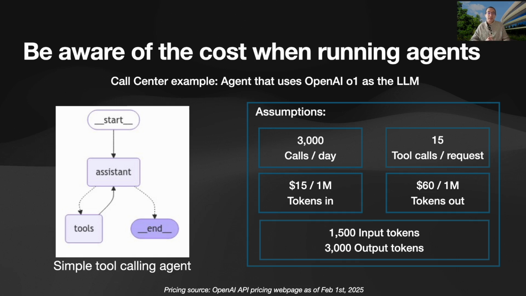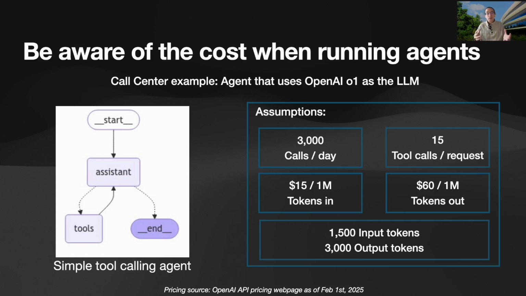Let's take, for example, the one I have here, where once again is a simple agent. And we're going to assume that this is a call center, right? This call center takes 3,000 calls a day, and each one of those calls requires 15 function calls or tool calls. And we're going to assume that we're using OpenAI o1. It's a great model, right? So we're going to take advantage because it's one of the biggest and greatest. And the price for OpenAI o1 is $15 per million tokens in, or $60 per million tokens out.